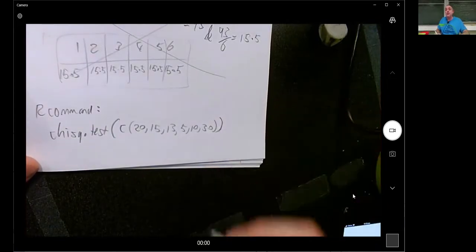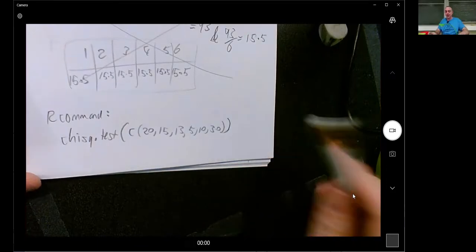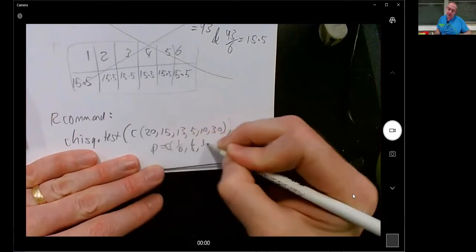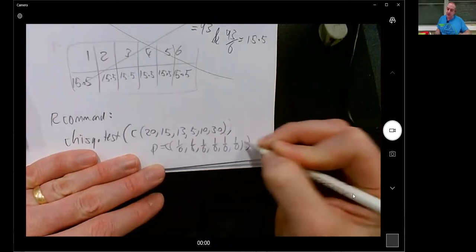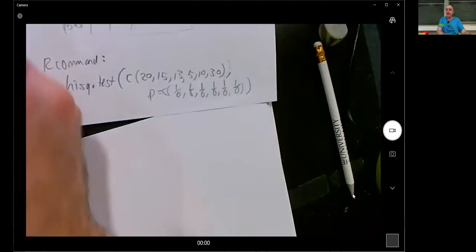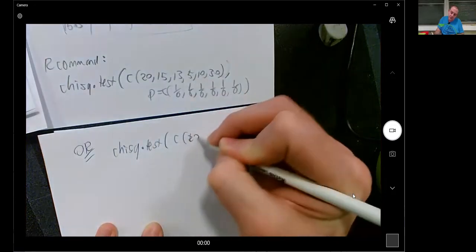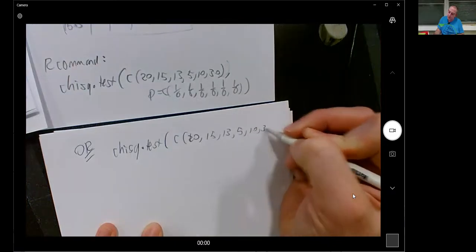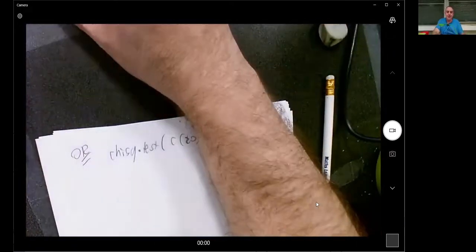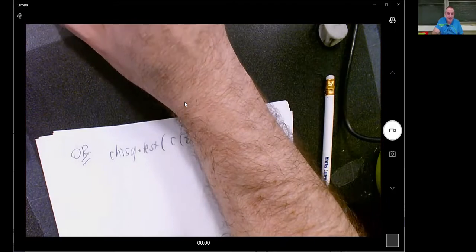And do you know what? If you don't tell it what the p is, it's going to assume it's all equal. So I could do comma p equals, and you need the c so that it thinks that it's a list of things. I could do that, but I could also not write that at all and it would just do it automatically. So you could just write chi squared test and just put in the numbers to begin with, because the computer, if you don't tell it, will assume that you want them all to be the same. Isn't that friendly of it? I read that in the notes just like 10 minutes ago. So let's do it.